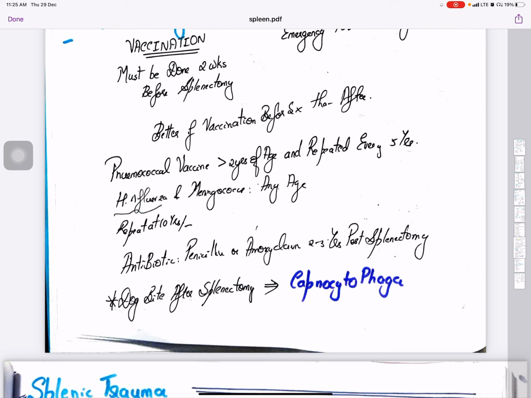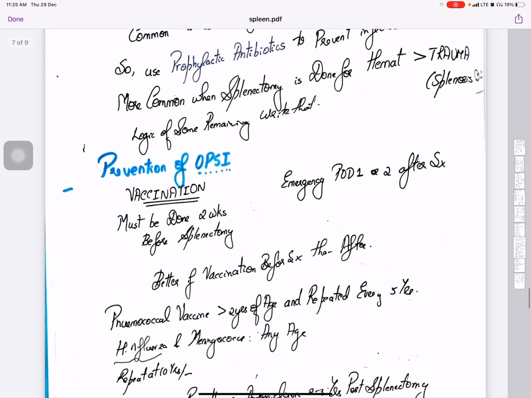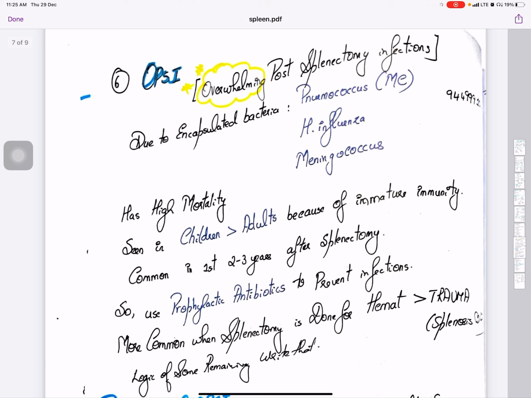Overwhelming post splenectomy infections. I don't know if it is mentioned here, but this is very, very important. Anyway, OPSI is the most important. I'll just write the heading so that you know. What is the full form?